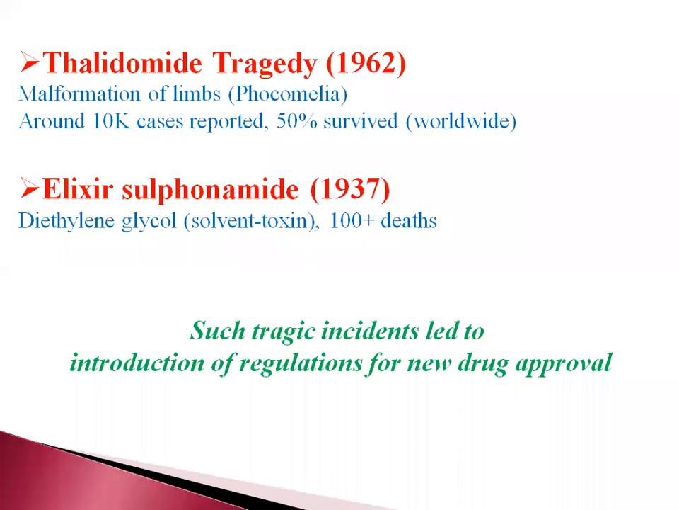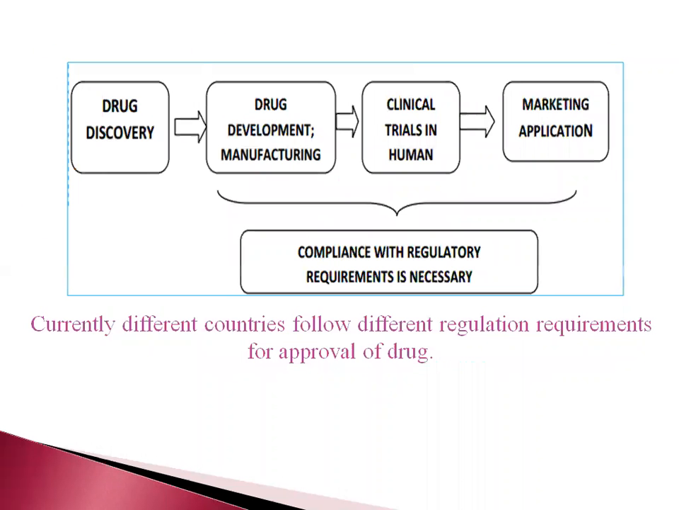we can think that there should be a system so that we can get safer drugs. There should be some system for developing new drugs and for marketing different formulations in society. Because of that only, regulations for new drug approval were introduced. Because of this type of incident, the drug approval process got started.